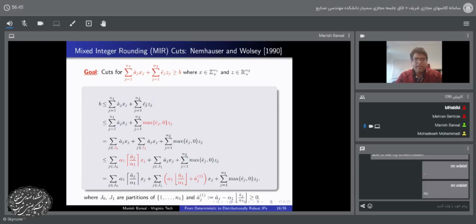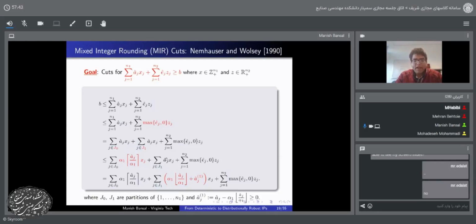I will replace this e hat j with max of e hat j and 0. If I do that, then this is greater than or equal to the previous expression. And then I'm going to split this set 1 to N1 into two sets, J0 and J1, so that I'm not doing any modification. I'm just splitting them into two different sets. For all the j in J0, I will replace this a hat j with alpha 1 times ceiling of a hat j by alpha 1. Note that since xj is non-negative, and here I'm replacing a hat j with a coefficient which is greater than a hat j, this is greater than or equal to the expression up here.